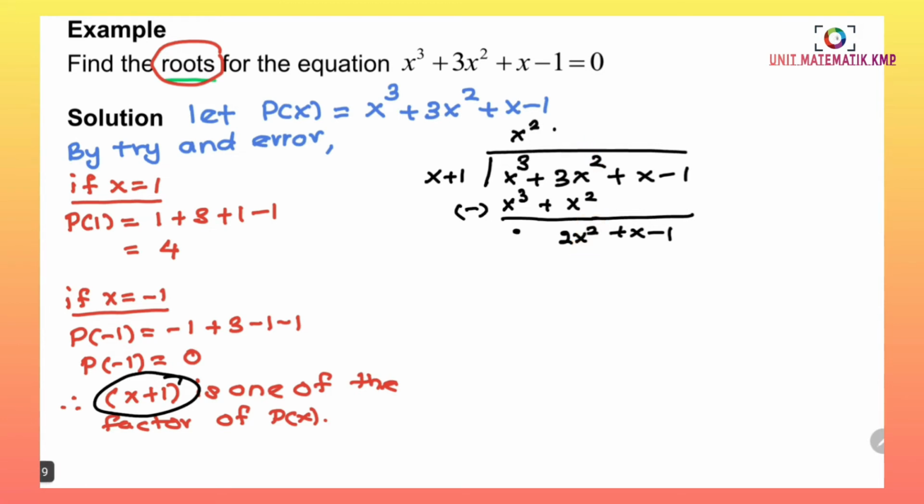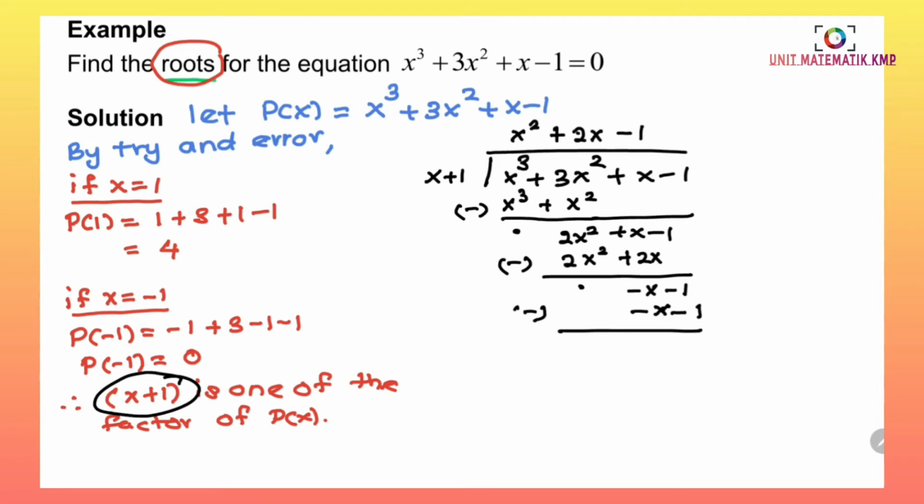x times 2x, we have here 2x power 2. So 2x times 1 is 2x. Subtract, here we have 0. x minus 2x is negative x, and bring down negative 1, and proceed with long division. x times negative 1 is equal to negative x. So negative 1 times 1, here we have minus 1. So the remainder here we have 0.